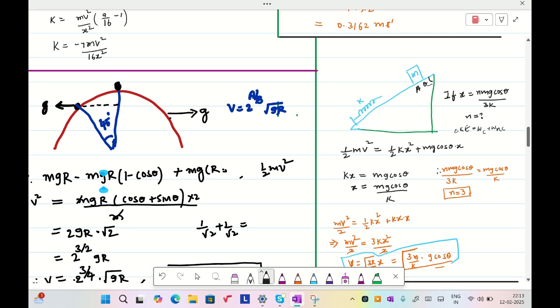Friction is not given, so the work done by the non-conservative force will be 0. If friction is given, you have to take it with a minus sign. So the work done by conservative force is half kx squared, the spring force, and mg cos theta into x. Or else you can apply: decreasing kinetic energy is equal to increasing potential energy, plus mg cos theta into x. The kinetic energy of this block is changing into spring potential energy and mg cos theta into x. Now if you apply this, you will get the answer. Up to that is the physics; the remaining is calculation and substitution, so automatically we will get it.